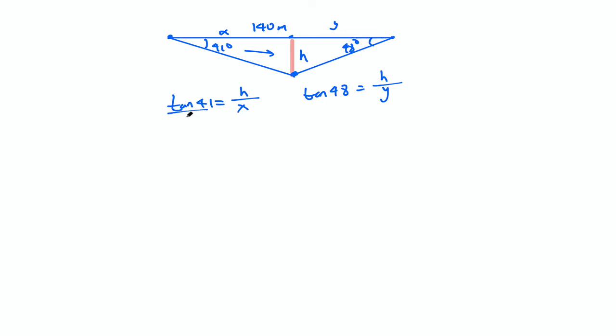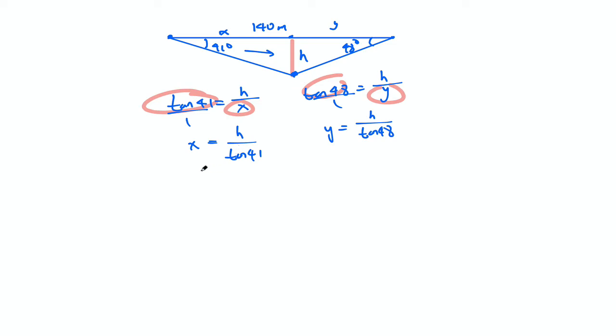Okay, so if we do that, we just have to cross multiply these two and switch these two around. And I get that x is equal to h over tan of 41, and here I get y is equal to h over tan of 48. Now, if I add these two equations together, I get x plus y is equal to h over tan of 41 plus h over tan of 48.